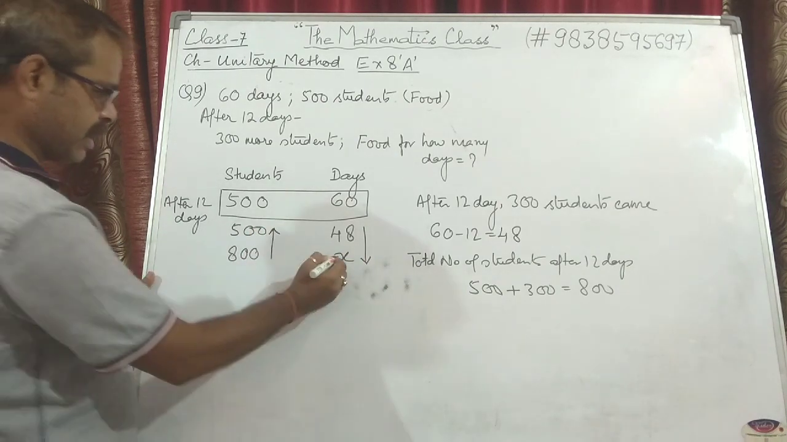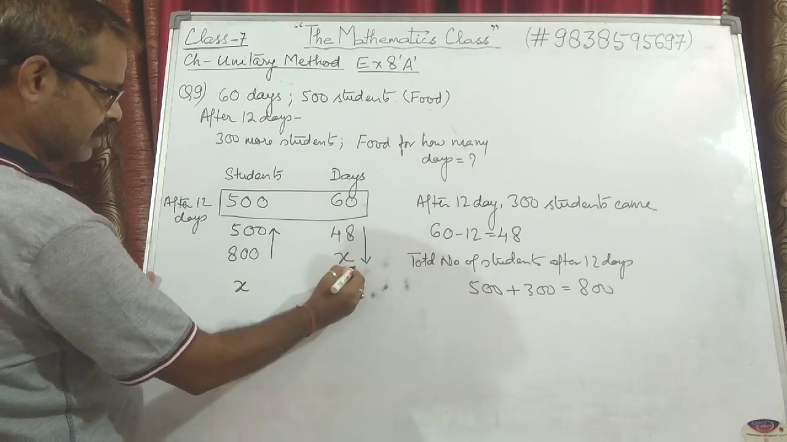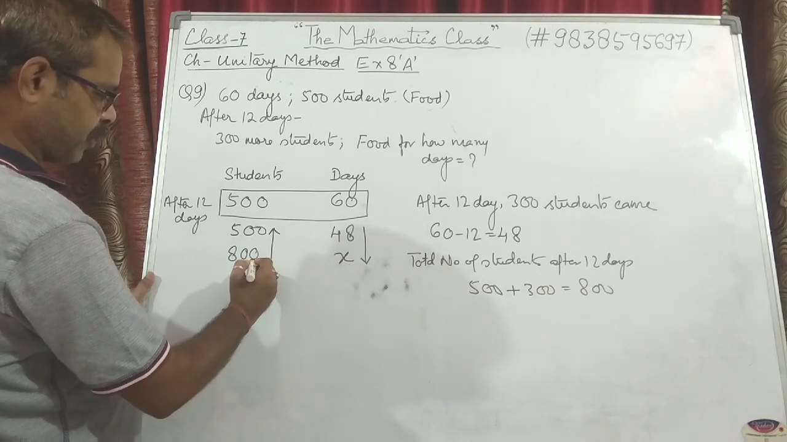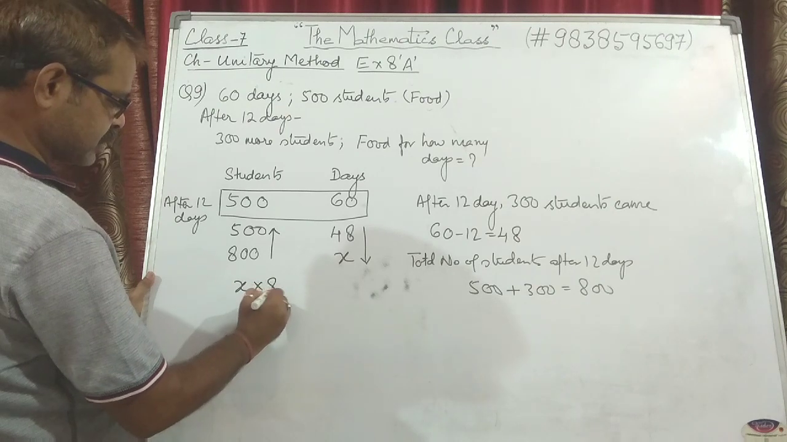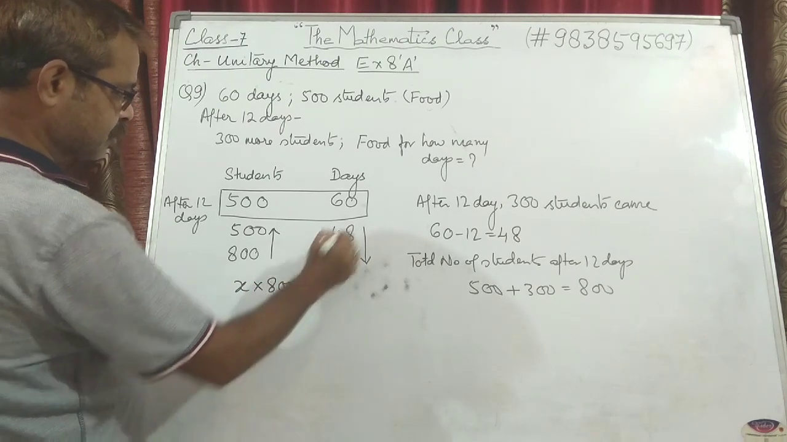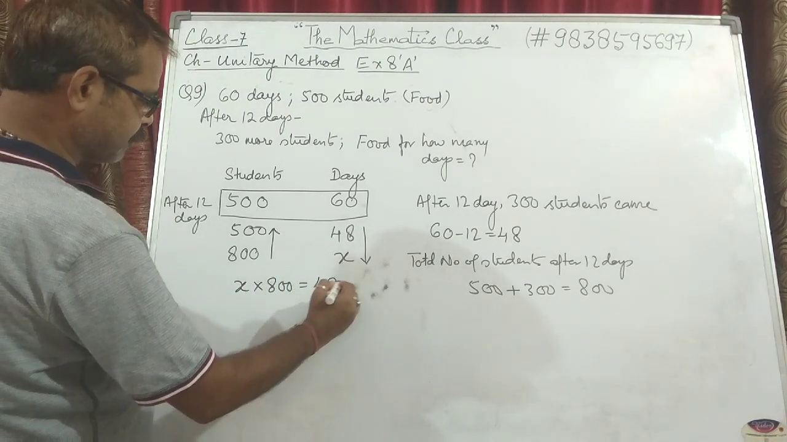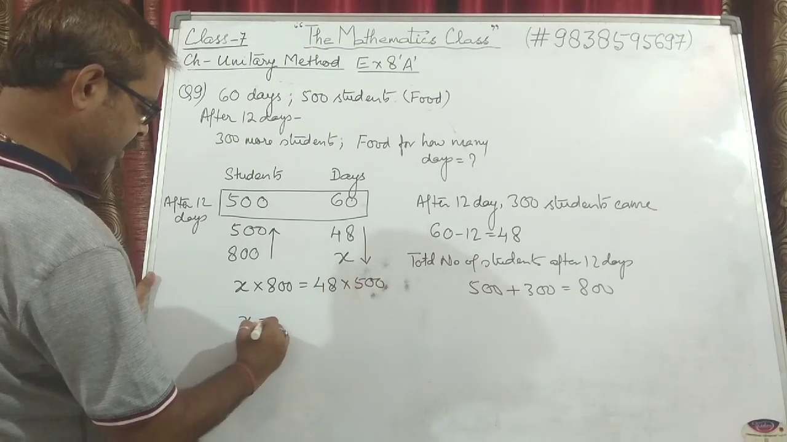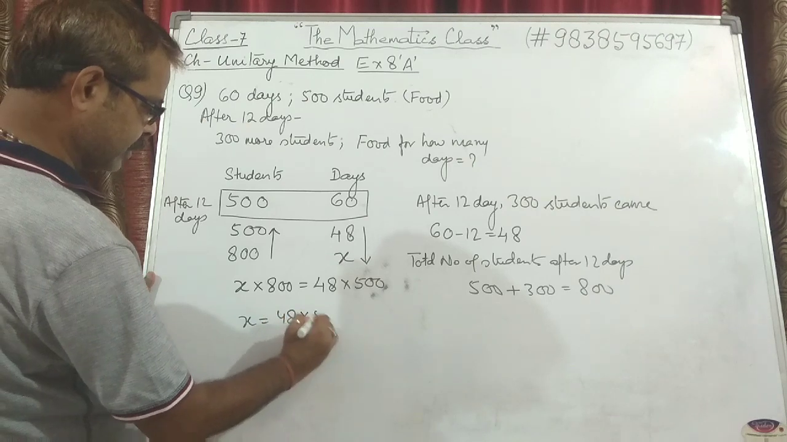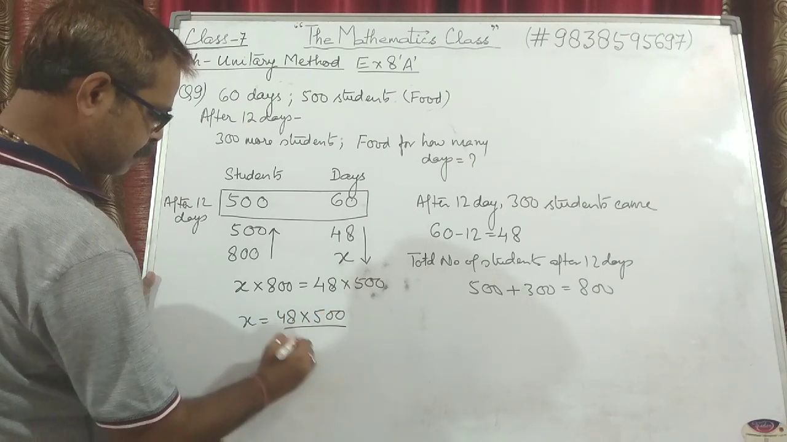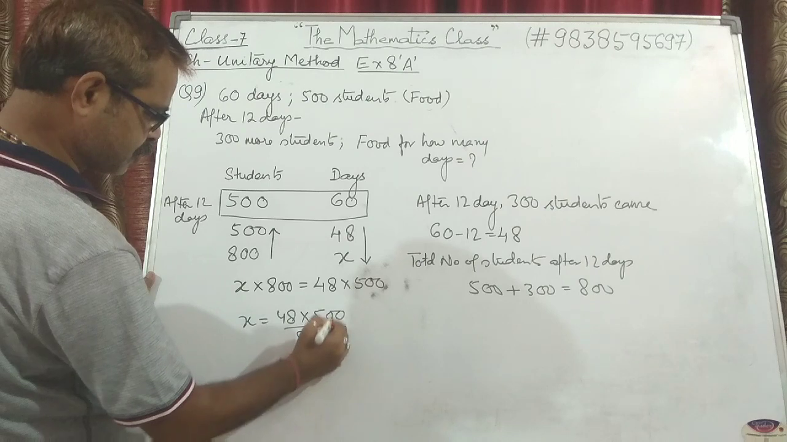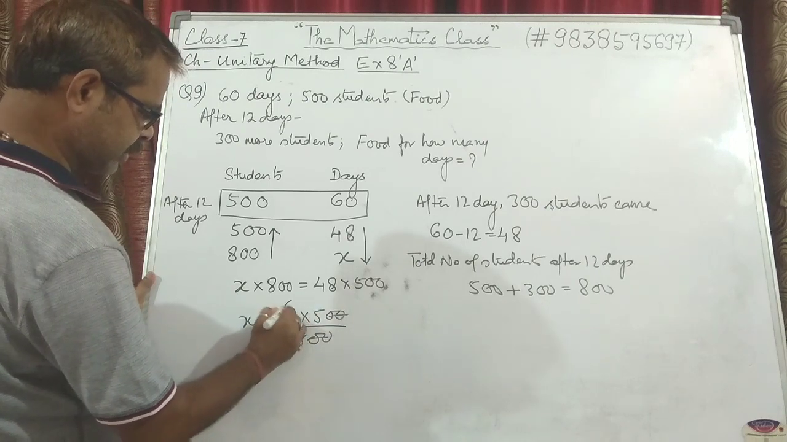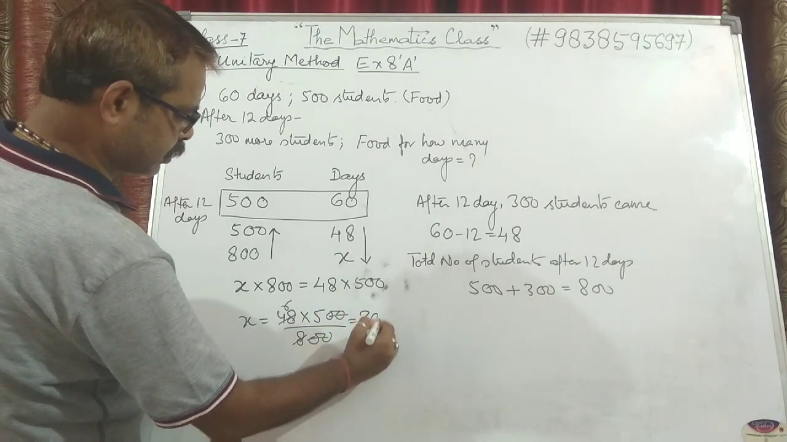Now simply x, head of this x into tail of other. Tail of other is 800, is equal to tail of this, 48, into head of other, 500. So x can be written as 48 into 500 upon 800. Zeros cancelled. 8 sixes are 48, 6 fives are 30 days.